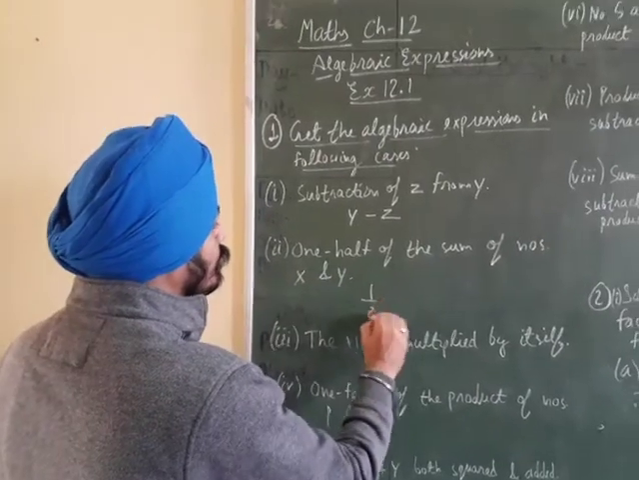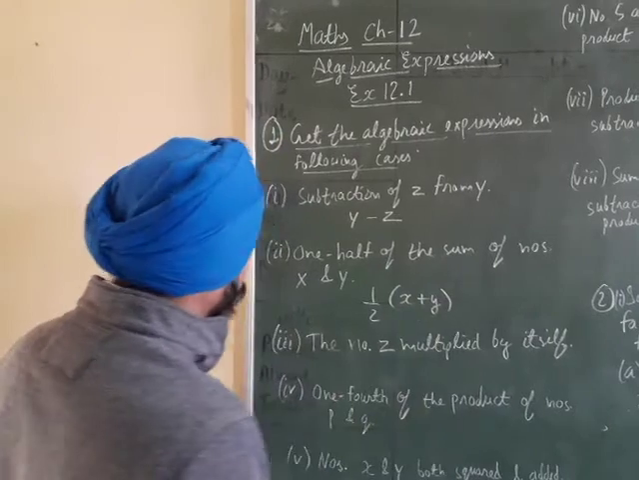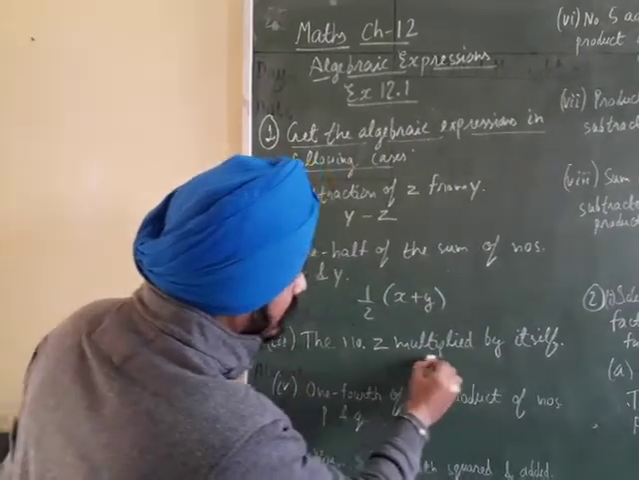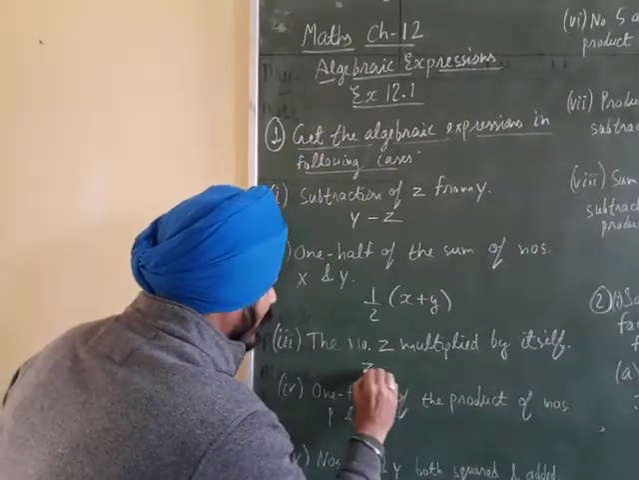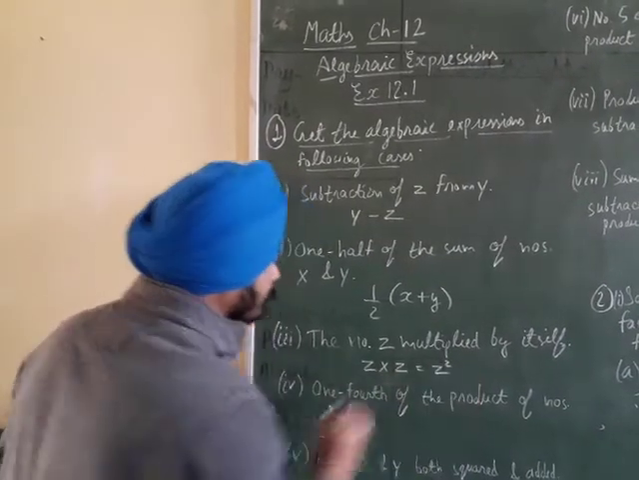Then second part, 1/2 of the sum of numbers x and y. 1/2 means 1 upon 2. Sum of x and y means x plus y. Third part, the number z multiplied by itself. Itself means the same number, z into z. You can write z square also.